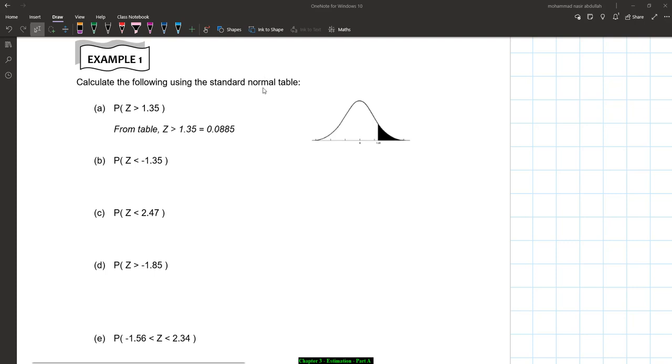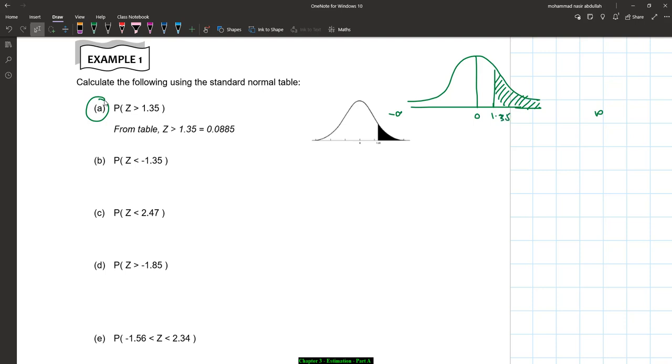Let's look at the first example: probability of Z more than 1.35. This is a normal distribution curve, and for the standard normal, the mean is equal to 0, from negative infinity to infinity. So 1.35 should be on the right hand side. We want to know the probability of this area on the right hand side.